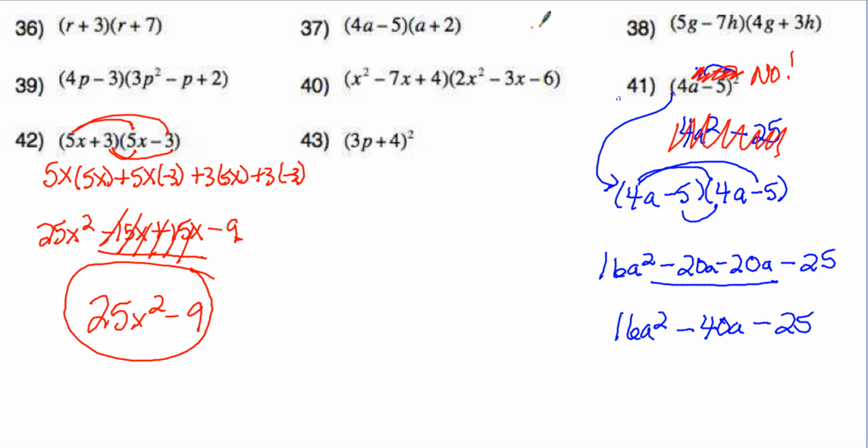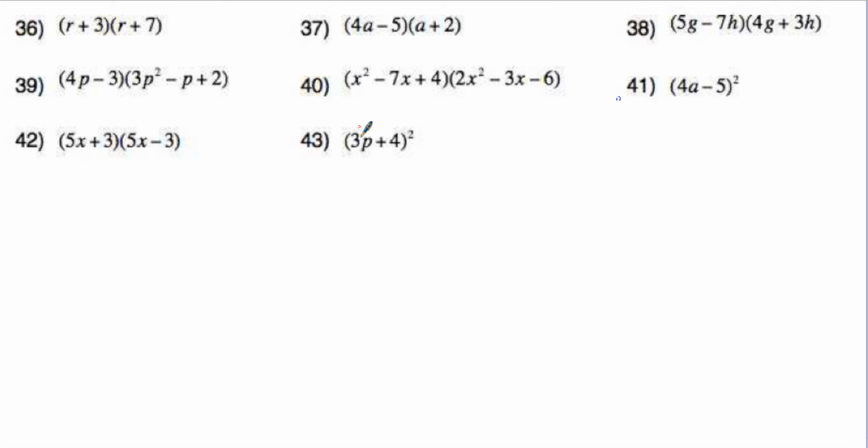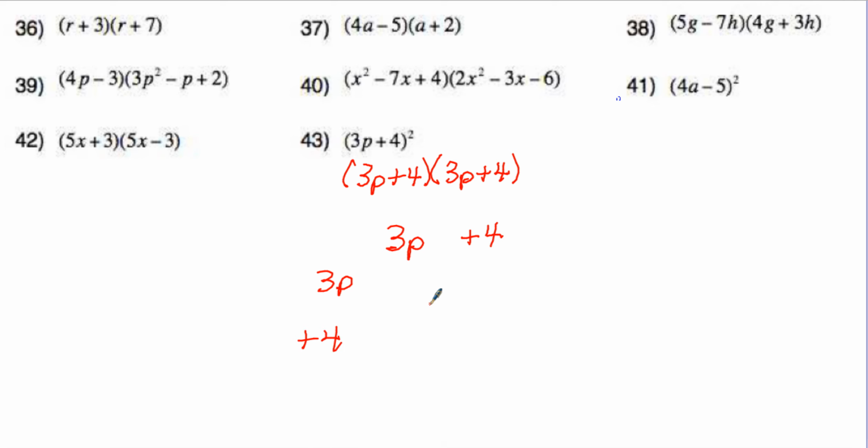For 43, let me clear annotations. Again, I don't want to distribute that 2. I want to rewrite it when we're talking about the whole binomial being multiplied by itself. So this is 3p plus 4 times 3p plus 4. And let's go ahead and do the box method on this one since I haven't in a while. So 3p plus 4, 3p plus 4. We're going to make a box here.